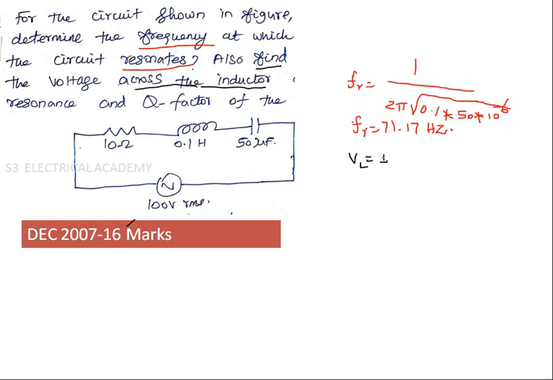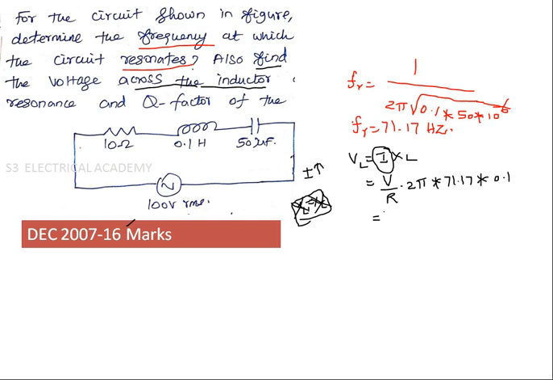VL is equal to I into XL. What is the value of I? I is nothing but the maximum value of current, which is equal to supply voltage by Z only. So don't include XL as well as XC, because at resonant frequency we get the maximum value of current. At resonant frequency, XL is equal to XC, hence both of them will be cancelled. So I is V by R, and XL is 2 pi FR into L, where FR is 71.17 and L is 0.1 Henry.